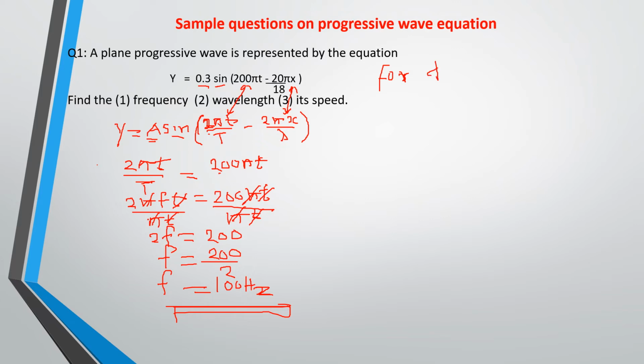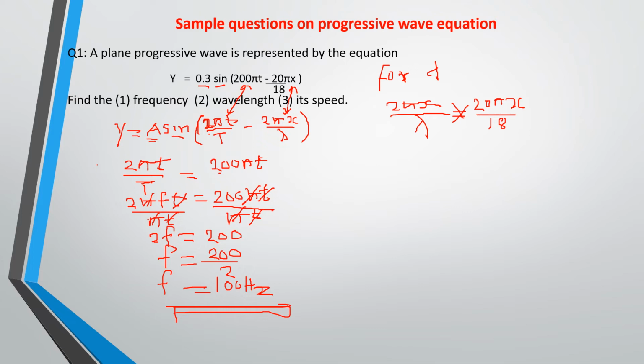you now write that 2 pi x all over lambda is equal to 20 pi x all over 18. Alright, so what you now do is cross multiplication.